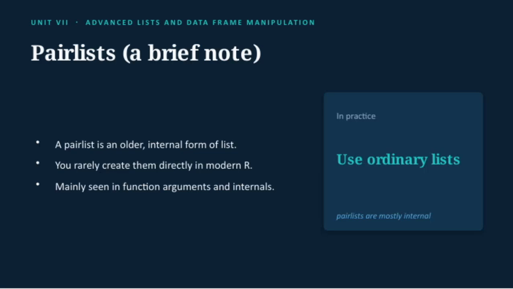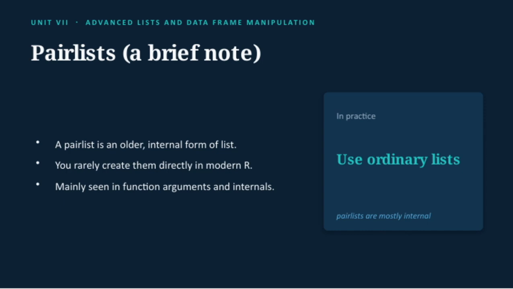Pairlists are a bit of a behind-the-scenes concept in R. They're an older style of list, mostly used internally. In day-to-day coding, we don't usually create them directly. Instead, we work with ordinary lists. You'll mostly encounter pairlists when dealing with function arguments or digging into R's internals. So, think of them as a legacy structure that still plays a role under the hood, even if we don't interact with them much.